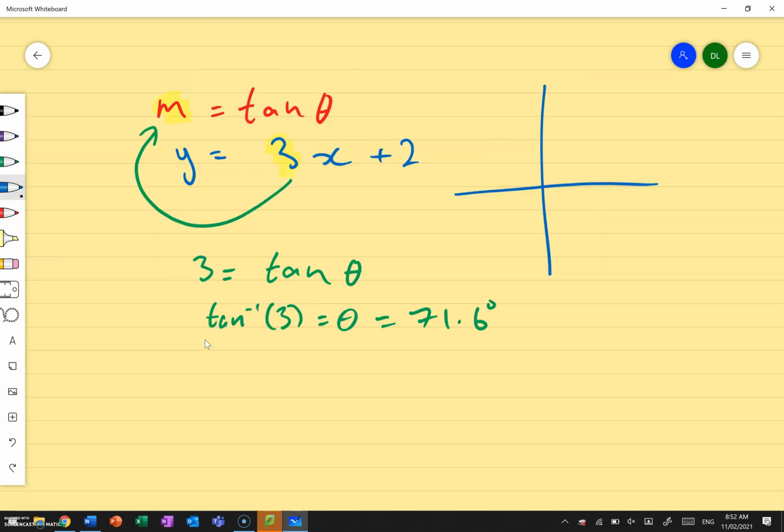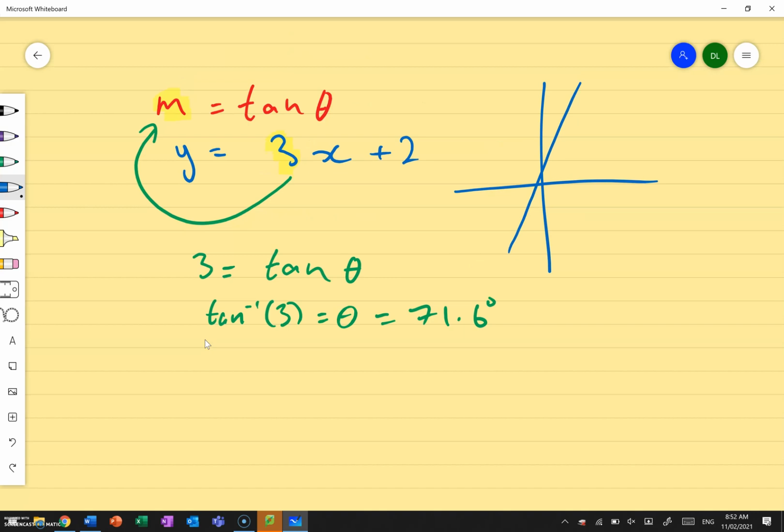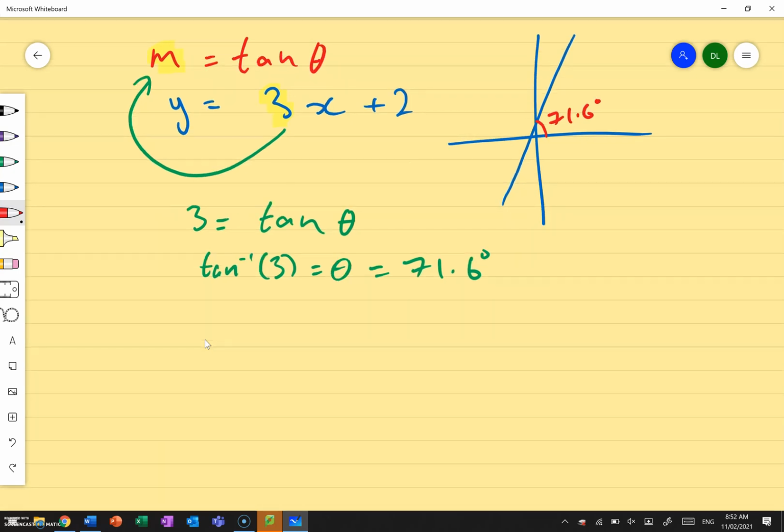So to give a picture, what it tells me is that if I have that line, axis here, and I draw that line, now obviously that line is not going to be perfect. I'm just trying to do an example. That angle here that it makes with the positive direction of the axis is going to be 71.6 degrees. Sometimes you end up with a negative value, in which case you might have a line like this, but in this case we've got a positive one. What if I'm going the opposite direction?